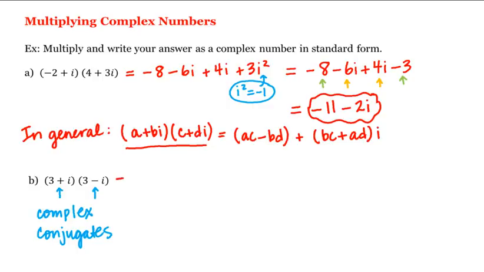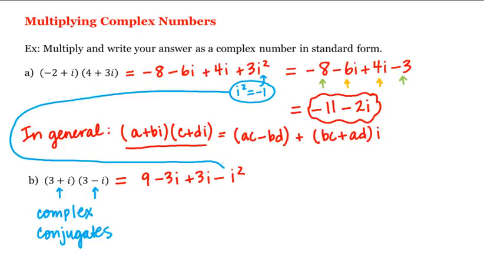We're still going to FOIL here, which gives us 9 minus 3i plus 3i, and then minus i squared. And then we're going to use this fact again up here that i squared is equal to negative 1. That is, this is equal to 9 minus 3i plus 3i, and then minus a negative 1, or plus 1. Now, negative 3i and positive 3i will cancel, and we're just left with 10, which is a real number.